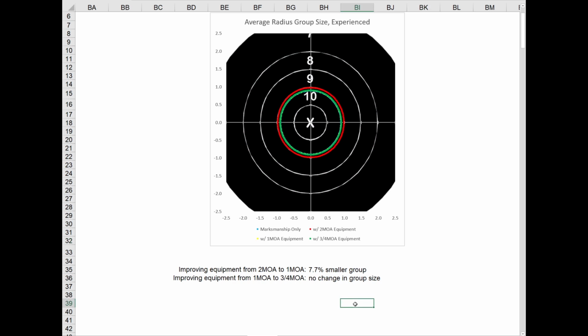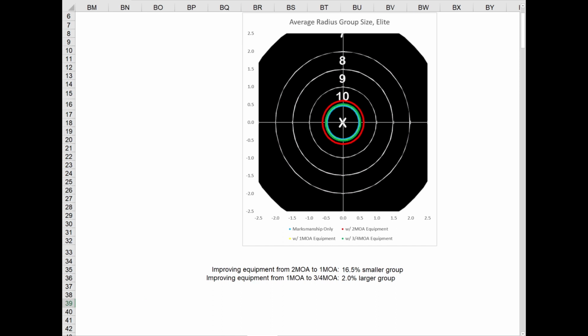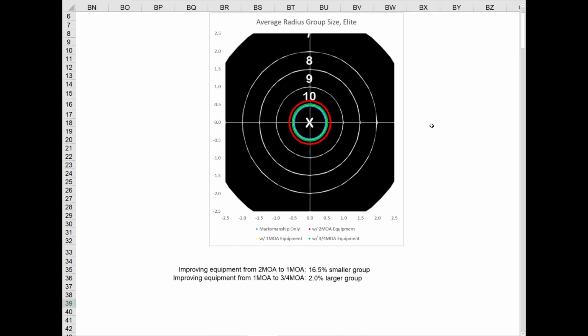So let's keep on going to our last shooter, which is our elite shooter, whatever that means. So again, now we've moved from the 10 ring, like an outside 10. Now we're kind of flirting with the edge of the X ring. And here you can see a little bit more definition between the groups and the colors. So for example, the marksmanship component, just the marksmanship, you can see that as the blue ring on the interior here. You can see that right here.